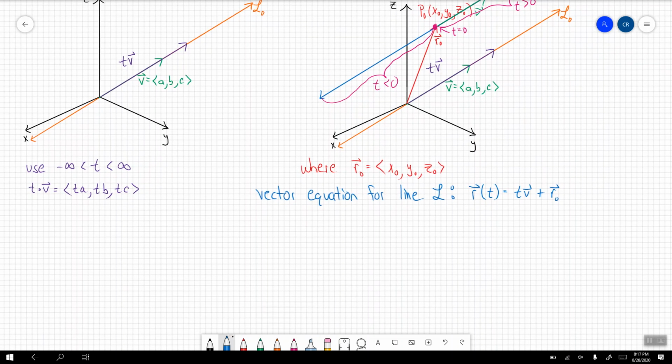Let's go ahead and write this down. Okay, here we go. So I'm going to have the vector equation of a line. This vector equation of a line is going to be r of t, which is given by t times v plus r naught.